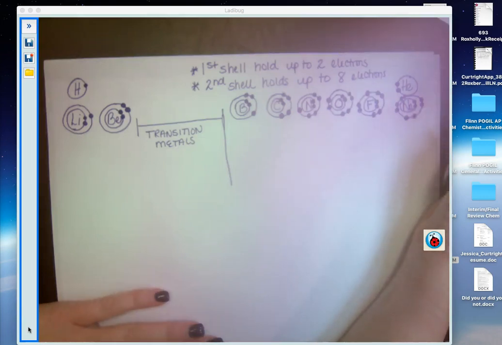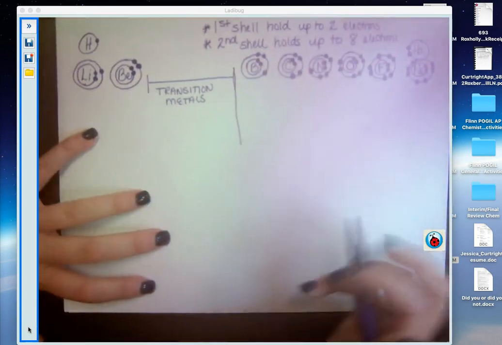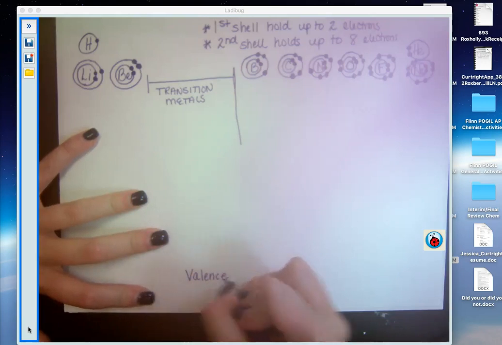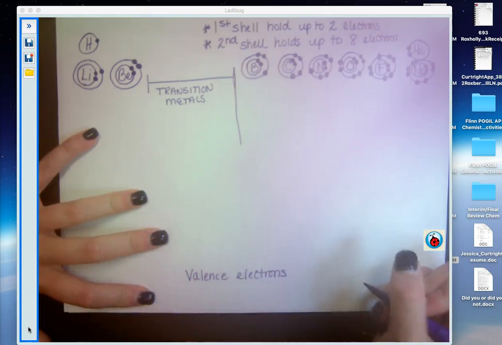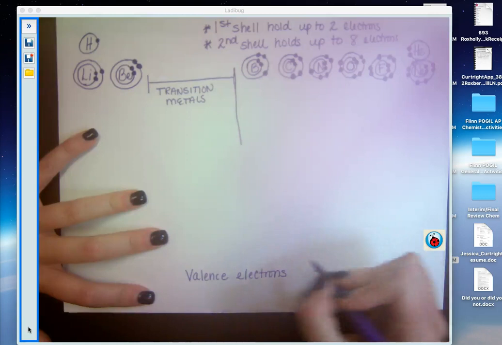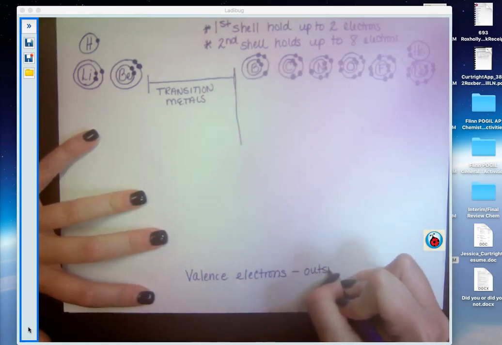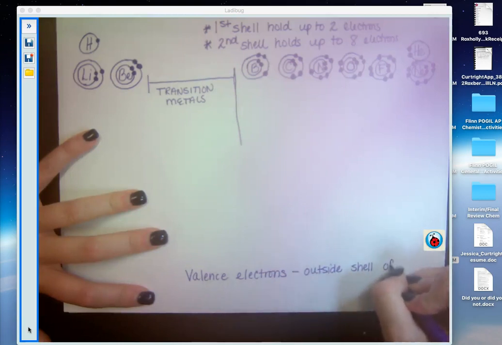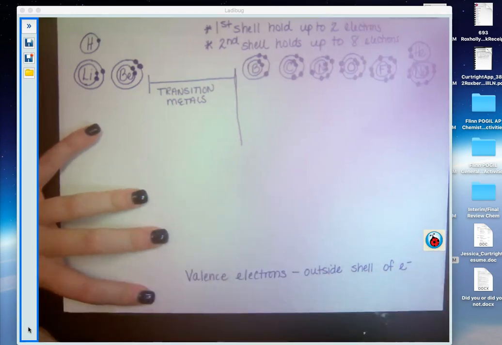So that brings me to another definition that you guys need to be very familiar with. And I'm going to put that down here at the bottom, and that is valence. Valence electrons, or you could also say valence shell. Valence is the outermost, so it's the outside shell of electrons. That means if you have one shell, that shell is your outside shell.